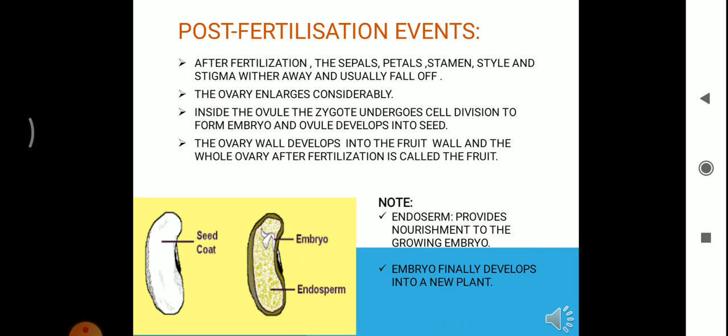Now moving towards some post-fertilization events. First, after fertilization, the sepals, petals, stamen, style and stigma wither away and usually fall off. Second, the ovary enlarges considerably. Third, inside the ovule, the zygote undergoes cell division to form embryo and ovule develops into seed. The ovary wall develops into the fruit wall and the whole ovary after fertilization is called the fruit.